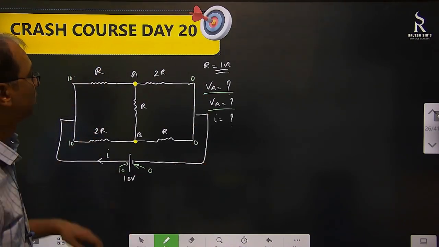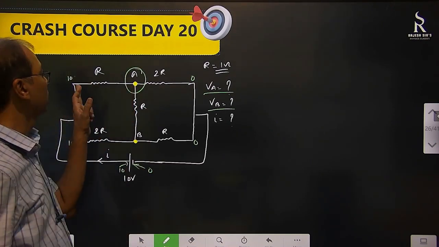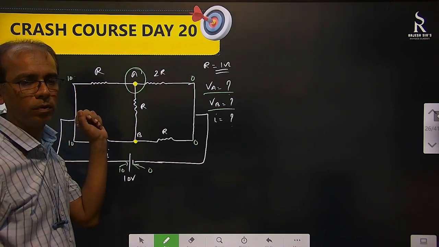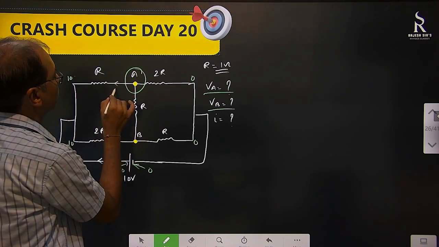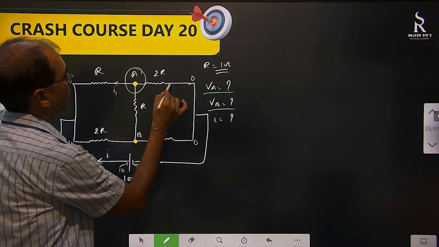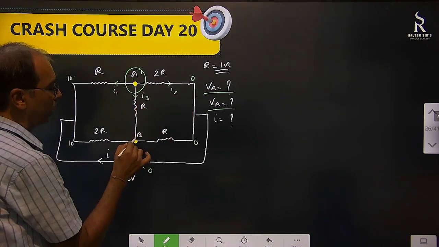Now I am applying the junction law at A. So VA minus 10. Wait. Okay, what we will do? I1, I2 and I3. Now remember that in a similar way I have to apply the junction law here also.